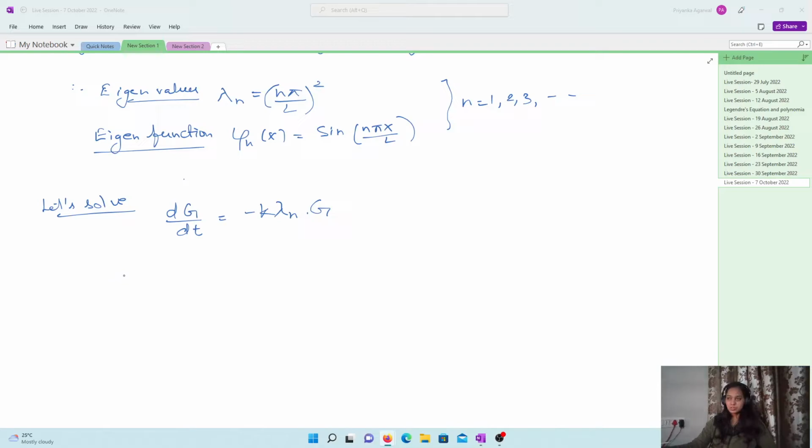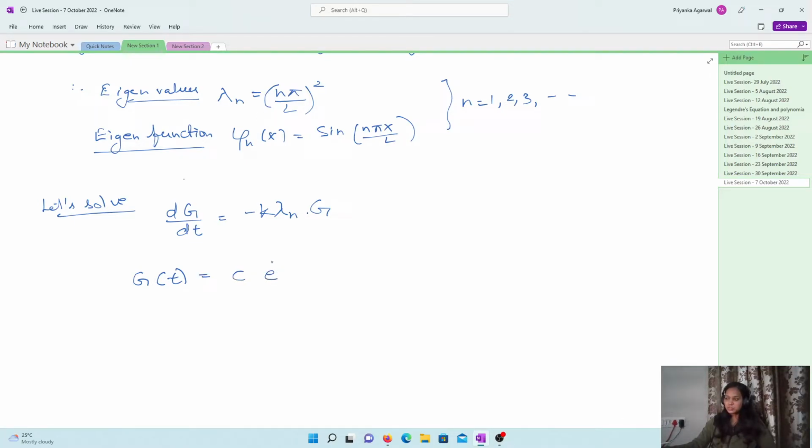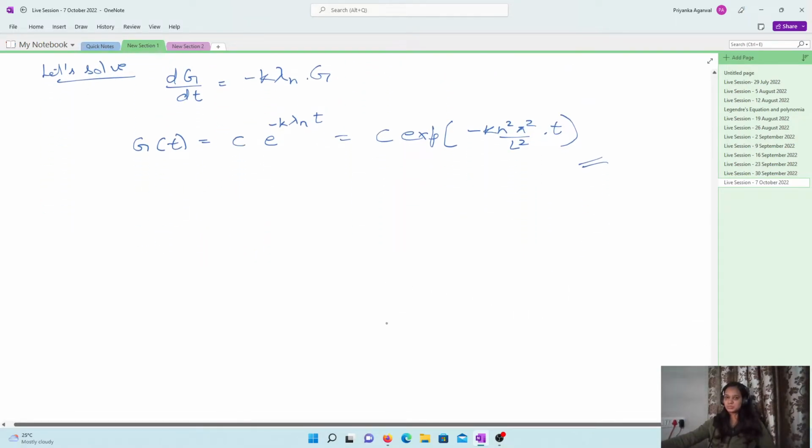Now this particular equation is a simple linear first order differential equation. So the solution for this will be of the form, I'm going to write it directly, c into e to the power minus k lambda n t, and this can be written as c e to the power minus k n square pi square over L square into t. Okay, so now we have written the solution for both the ordinary differential equations, one in terms of psi and another in terms of g.